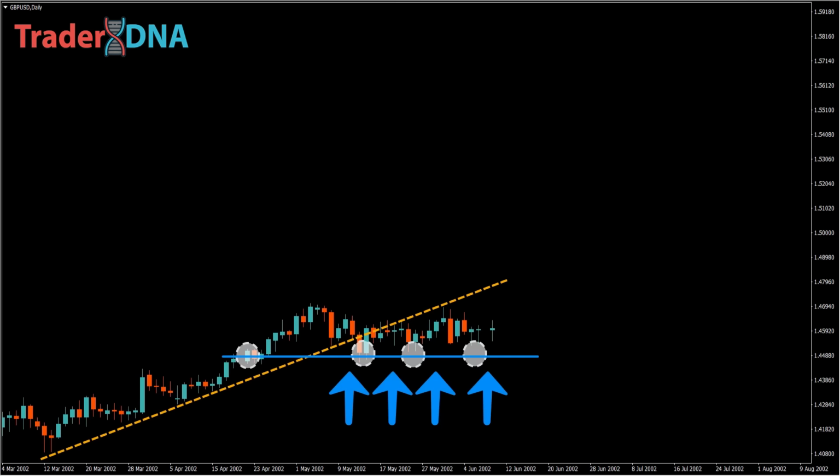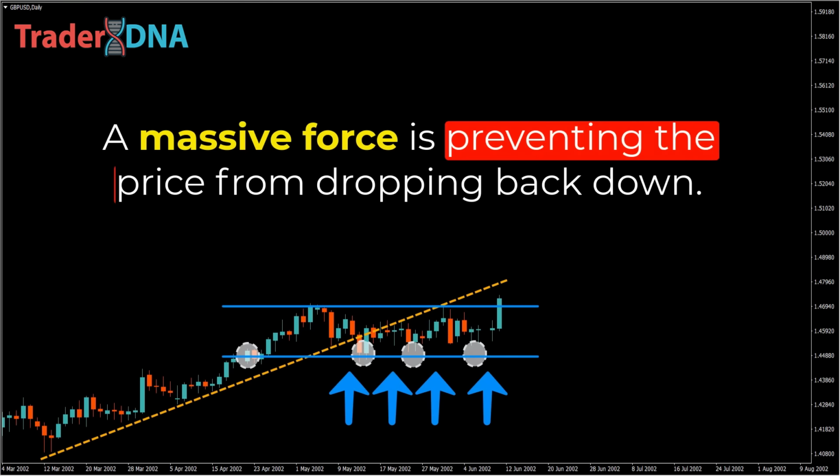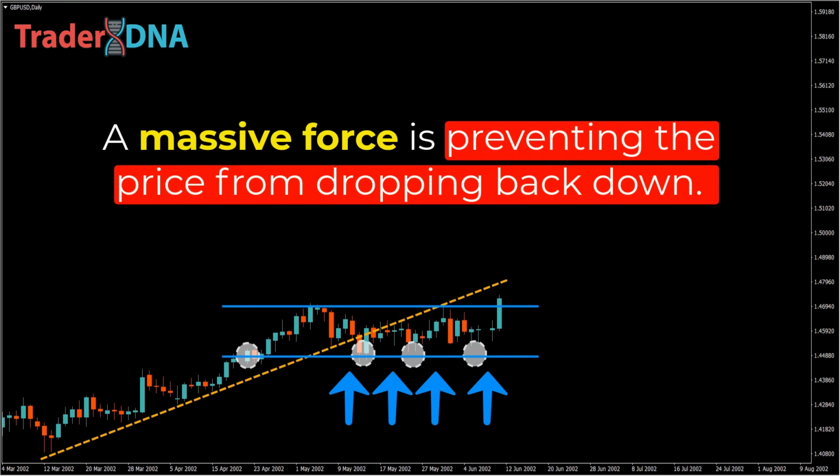Now check this out. We have a classic breakout scenario. The price has successfully broken above the downward trend line. But here's the twist. It doesn't immediately shoot up. Instead, it moves sideways. And this is a big clue. Why? Because this sideways movement tells us that a massive force is preventing the price from dropping back down.